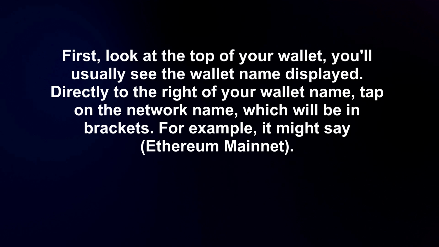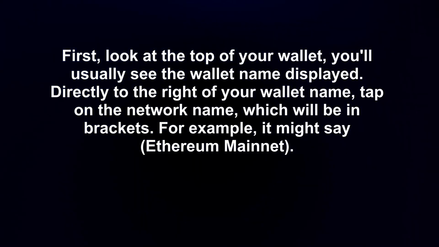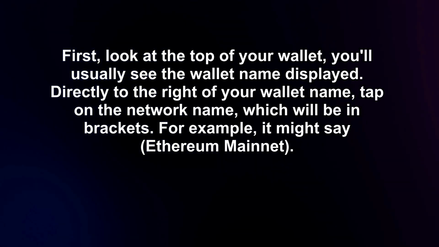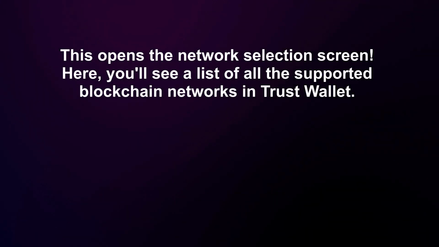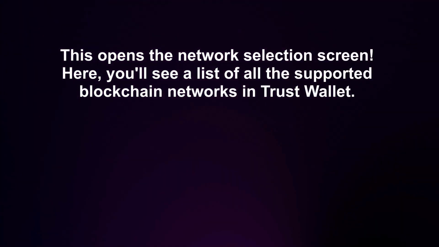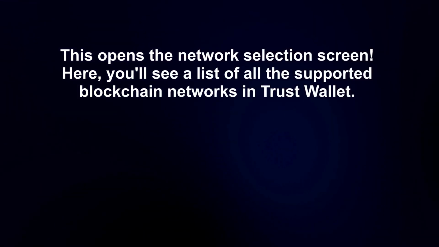Directly to the right of your wallet name, tap on the network name, which will be in brackets. For example, it might say Ethereum mainnet. This opens the network selection screen. Here, you'll see a list of all the supported blockchain networks in Trust Wallet.